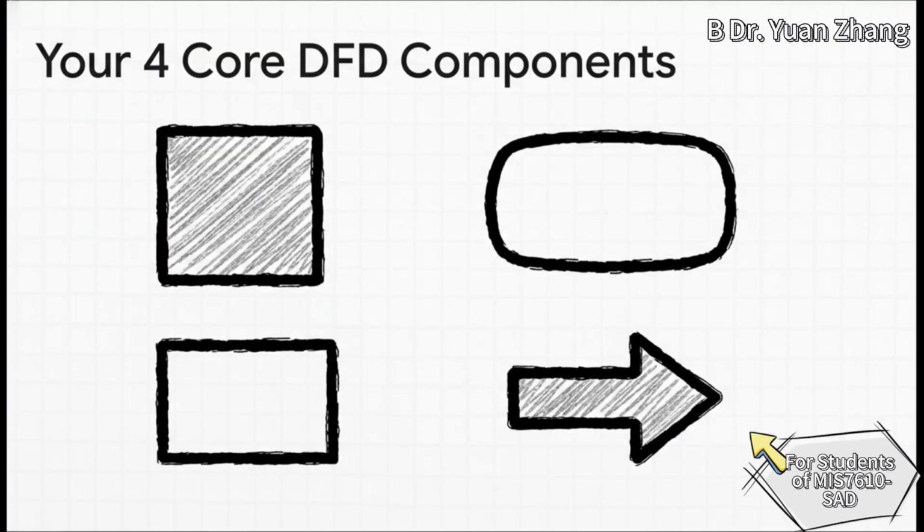Every single DFD, I don't care how simple or how complex, is built from just these 4 symbols. You've got external entities, processes, data stores, and of course the data flows that connect everything together. Let's break down how to find each one in your requirements text.